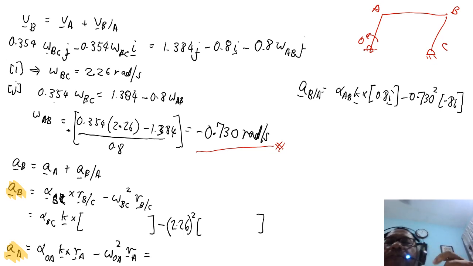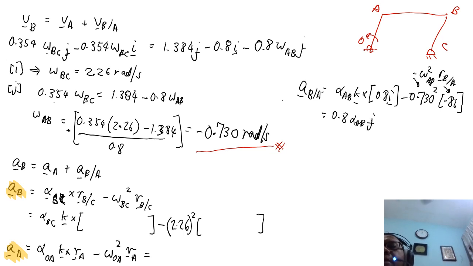So that's because it's minus omega squared AB times position vector B relative to A. The position vector is 0.8, this is 0.73, and you can get the answer. So alpha AB, sorry, 0.8. K cross i is j, so alpha AB j minus 0.73 squared times 0.8. I still make the same mistake. It's 0.8i.